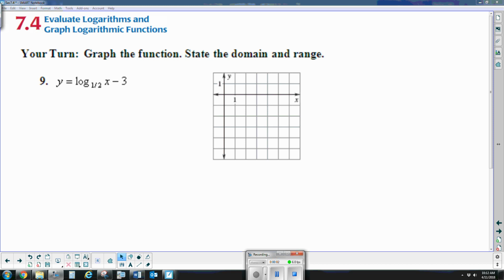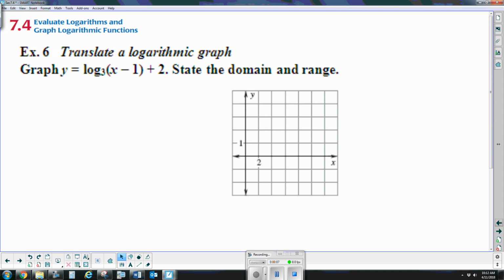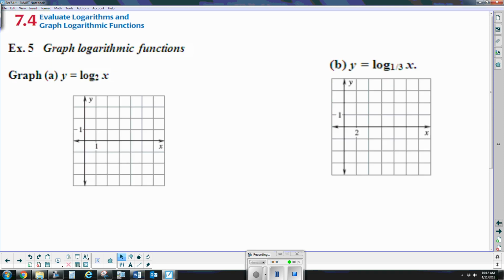Hi ladies, this is lesson 7.4 and this is part 2. In this part we're going to look at the graphing portion of logarithmic functions. So remember that logarithmic functions are inverses of exponential functions.